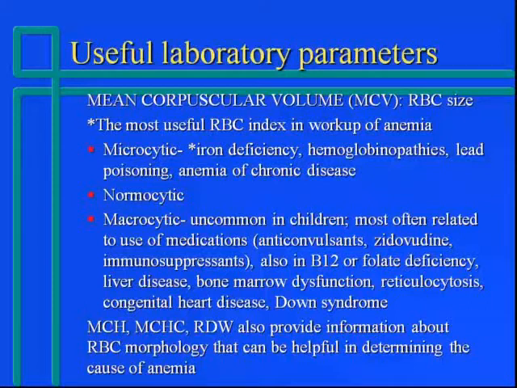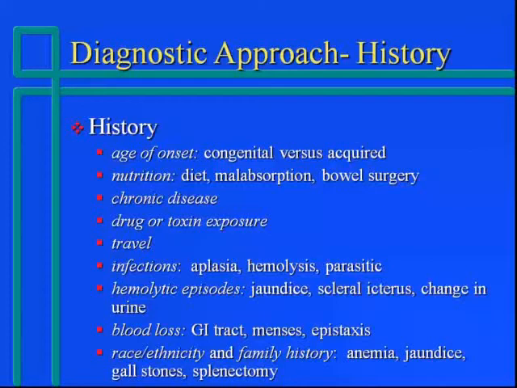The other red blood cell indices, the MCH, the MCHC, and the RDW, also provide information about red blood cell morphology that can be helpful in determining the cause of anemia. When taking a history in an anemic patient, there are several features that are important to focus on in trying to determine the etiology of anemia.